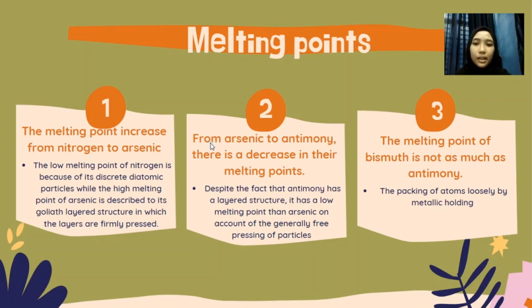Next, although the atomic size increases from arsenic to antimony, there is a decrease in melting point. Although antimony has a layered structure, it has a lower melting point than arsenic on account of the comparatively loose packing of atoms. Lastly, the melting point of bismuth is lower than antimony, as the atoms are packed loosely by metallic bonding.